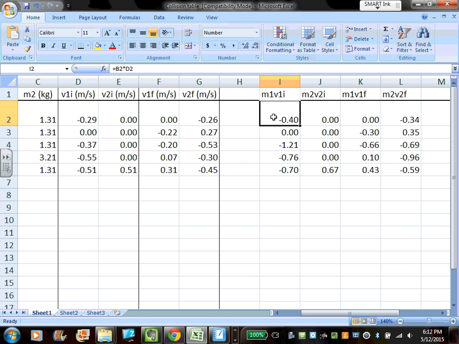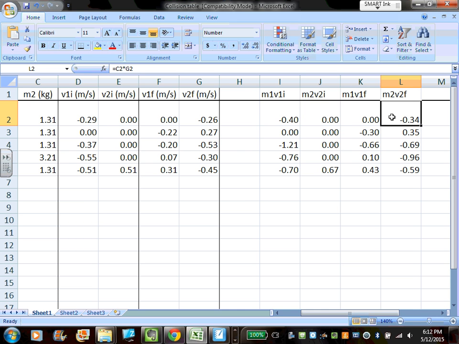Pretty much. Negative 0.4 is the value for my mass 1, velocity 1 at the beginning, and mass 2, velocity 2 at the end is negative 0.34. So they're really, really close in magnitude. So this is looking good.